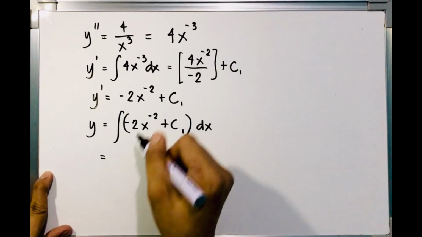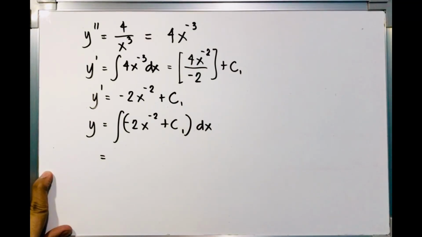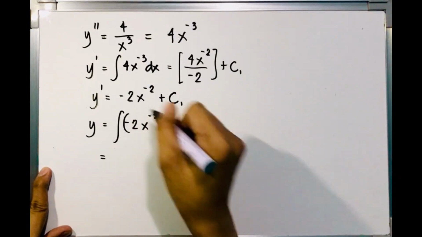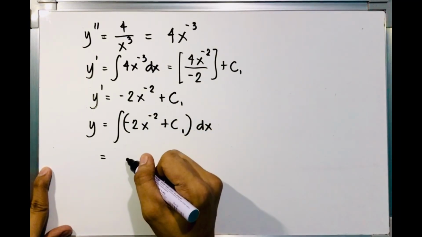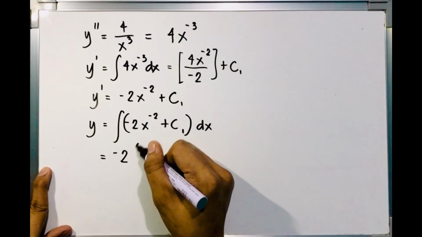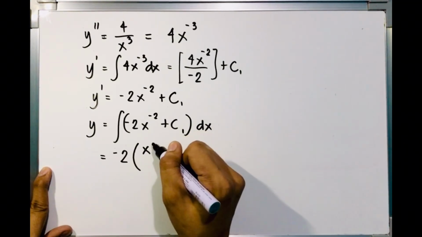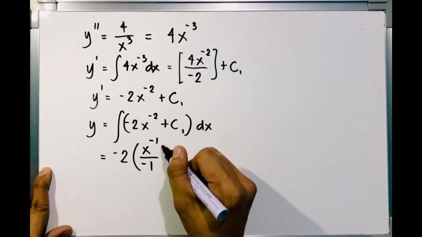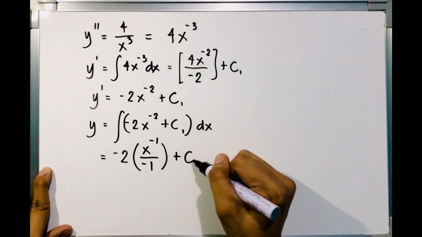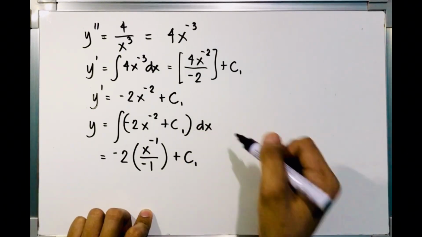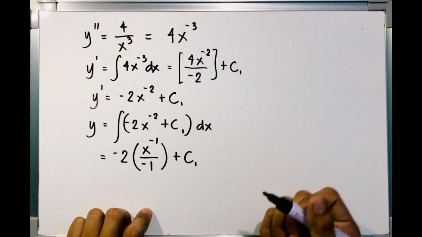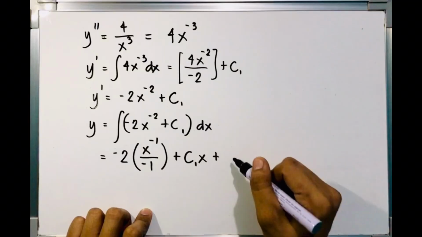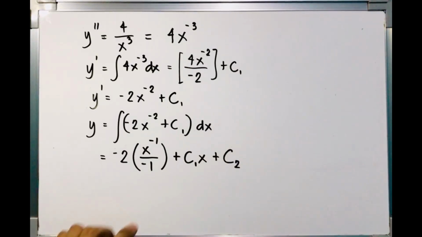Now, we have, ilalabas natin yung 2. Diba? So, we have the integral of, or integrate na natin yung buong function na to. So, that's negative 2. Tapos, you have x, negative 1 na lang to, since power rule, diba? And we have plus c1. And then, integral of c1 dx, parang constant lang yung c1, which is technically constant nga siya. Kakaroon siya ng x. Okay? And then, plus, huwag kalimutan yung second constant, c2.